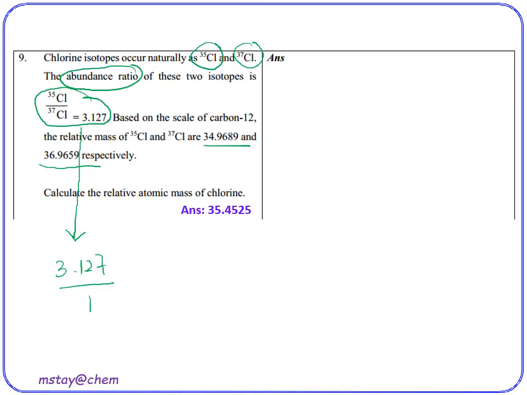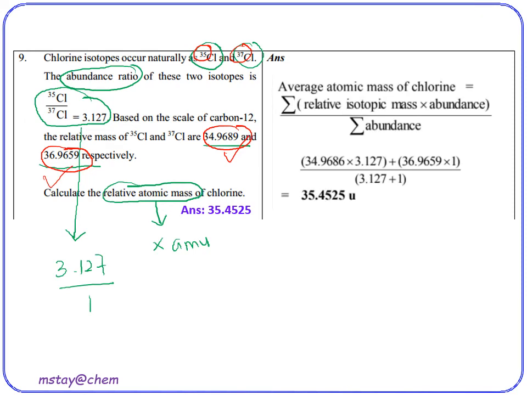Okay, so as we already know, we want to calculate the relative atomic mass, so the final answer supposedly has no unit. If you notice here, we have two masses, 35 and 37, and also 34.9 and 36.9. The values that we are going to choose for the substitution are 34.9689 and 36.9659. First, we have to calculate the average atomic mass of chlorine. Because this is the atomic mass of chlorine, here we have the unit.